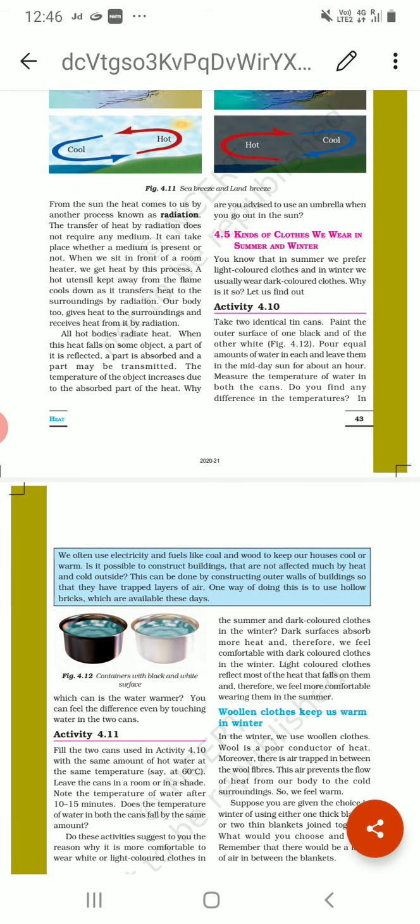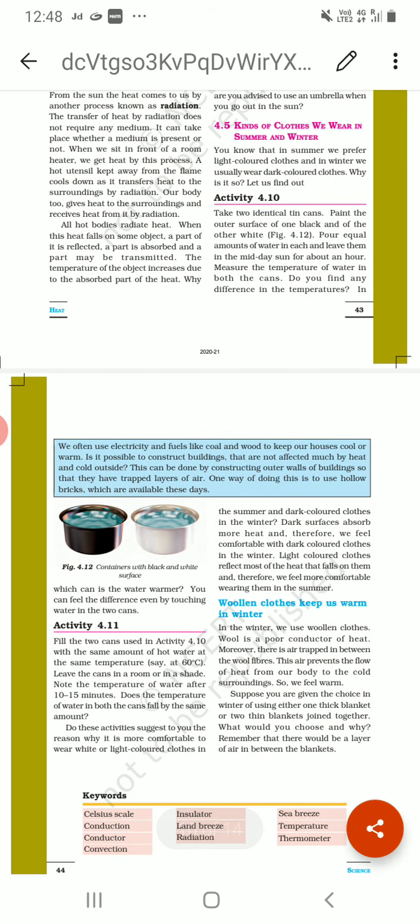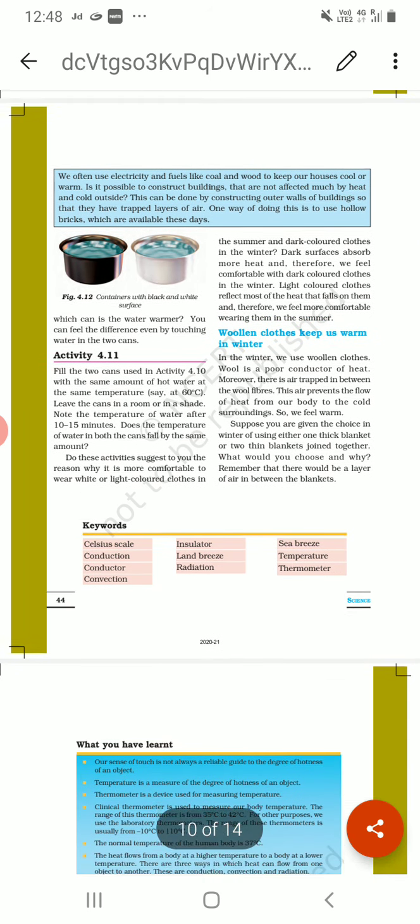So the reason is that dark surfaces absorb more heat and therefore we feel comfortable with dark colored clothes in the winter. Light colored clothes reflect most of the heat that falls on them and therefore we feel more comfortable wearing them in the summer. That's why we prefer light colored clothes in the summer and dark colored clothes in the winter.